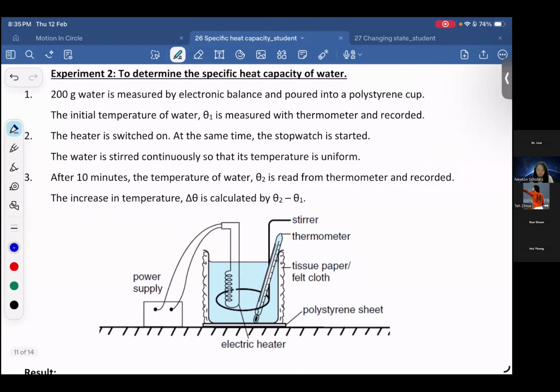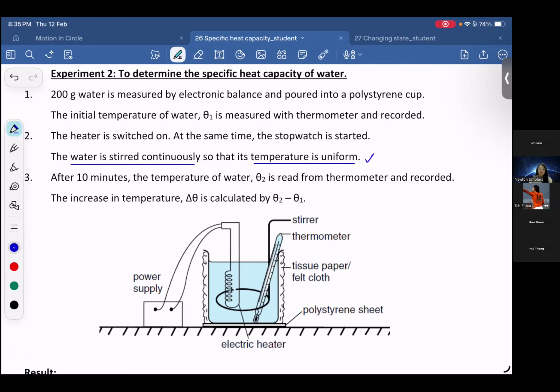Okay, next goes to your page 11. So how are you going to measure the specific heat capacity of water? The amounts actually don't matter, whether you use 500 gram or 300 gram, the answer at the end will still be the same. We measure the initial temperature, then we switch on the heater, then we start the stopwatch, then we stir continuously to make sure the temperature throughout the liquid is uniform. One year of the IGCSE, they asked why we need to stir. So this is the answer.